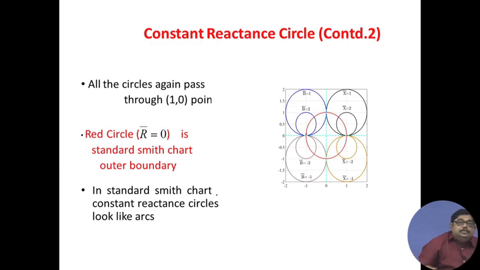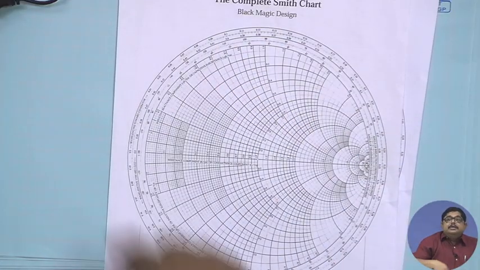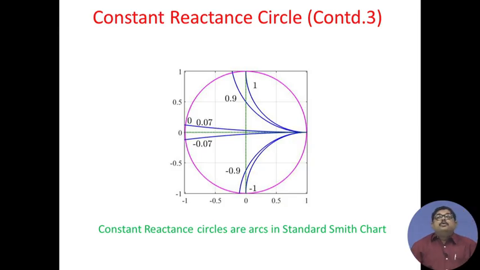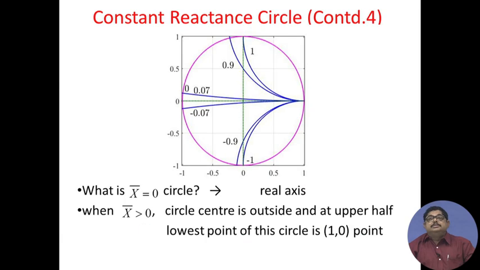So, from this we can say that in a standard Smith chart, where r bar equal to 0 is the boundary, the constant reactance circles will be forming as if arcs. So, if on the standard Smith chart you plot the constant reactance circles, they will be part of those circles, so arcs. You see various values we have shown, 1, 0.9 etc. So, constant reactance circles are arcs in the standard Smith chart.